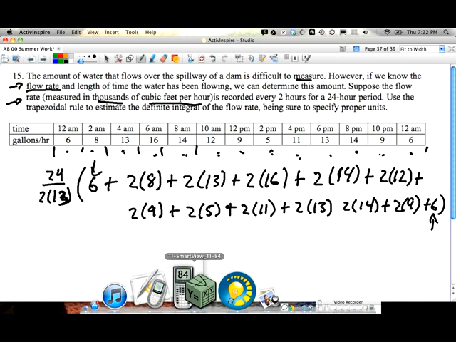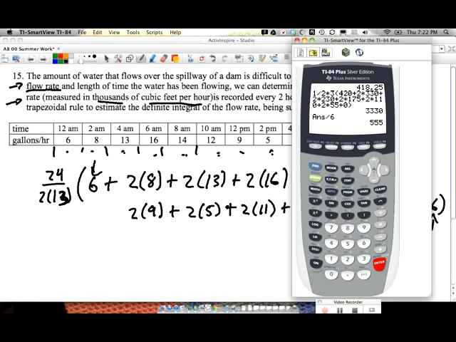All right, so let's calculate this, and we'll be done for the day, for the week. So that means we got 24 divided by, and now this is 2 times 13 in that denominator. It's going to be 24 over 26 times. So we got 6 plus 2 times 8, which is 16. 2 times 13 is 26. 2 times 16 is 32. 2 times 14 is 28. 2 times 12 is 24. 2 times 9 is 18. 2 times 5 is 10.